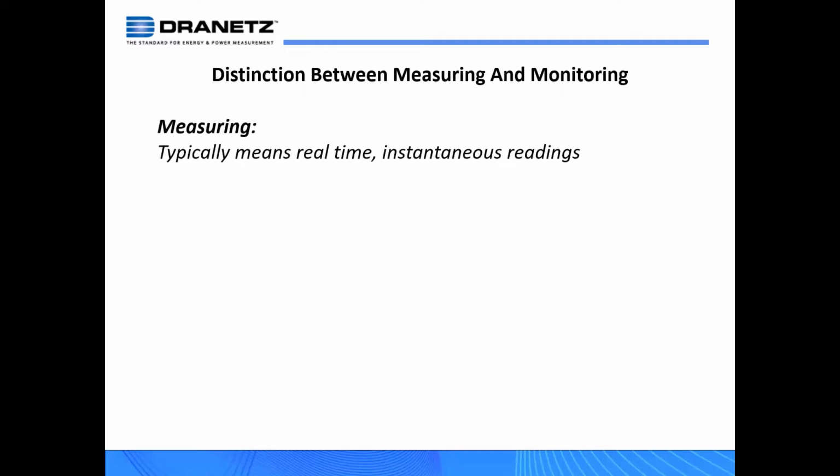As Ross briefly touched on, there is a distinct difference between the two, where measuring usually means real time. For example, I have a DVM, digital voltmeter. I go to an electrical panel and I want to see what the present reading is. Is it 120 volts? Is it 480? Is it 277? So it usually means a real-time, instantaneous reading.